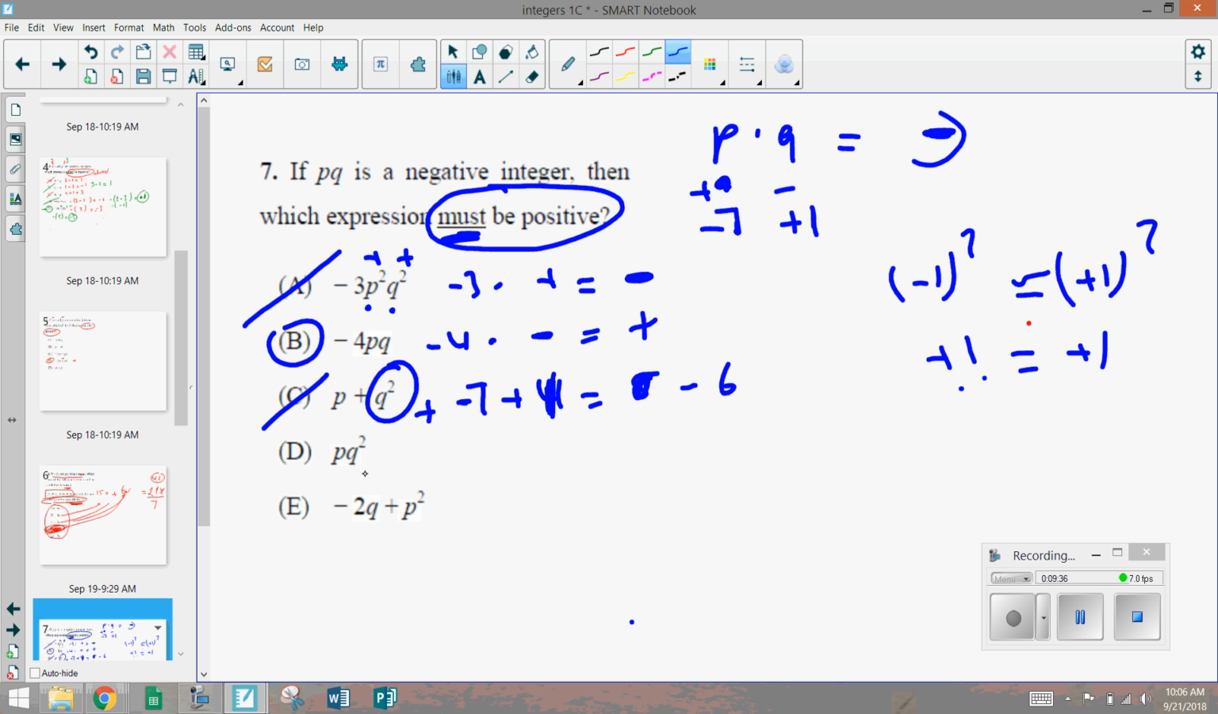And then P times Q squared. Okay, let's say P is negative, Q is positive, alright? Negative times Q squared, Q is positive, negative times positive is equal to negative. Once you look at this, let's say Q is positive, P is negative. If Q is positive, this is negative 2 plus, if I call P is 1, 1 squared is equal to 1, it's going to be negative 1. So I disprove that.